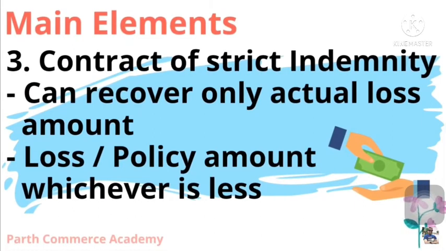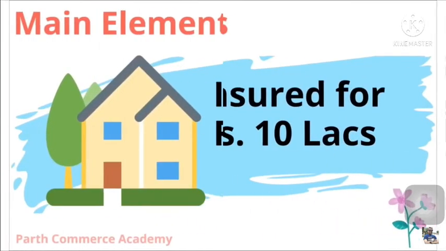Third one is fire insurance is a contract of strict indemnity. When an event of loss takes place, the insured can recover the actual amount of loss from the insurer, but the insured will get only the amount of loss or the policy amount, whichever is less.